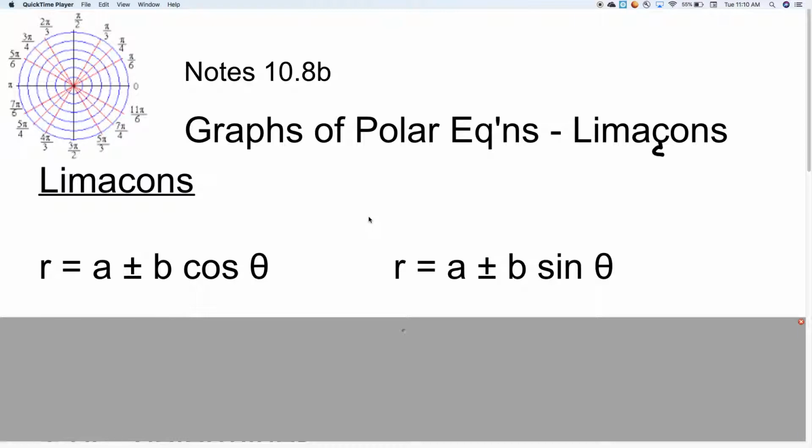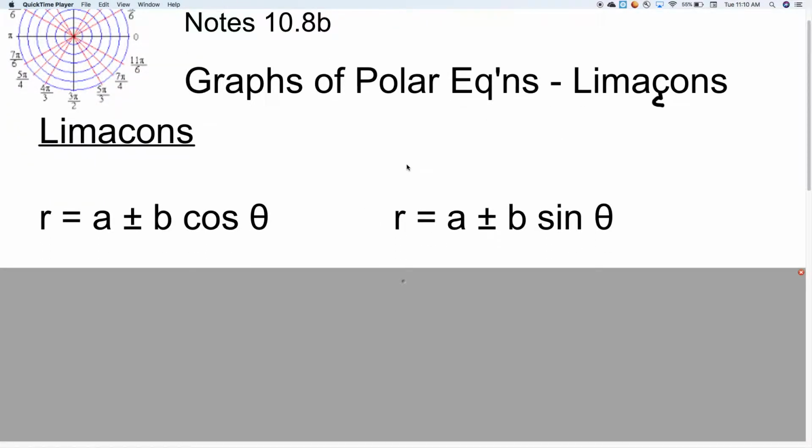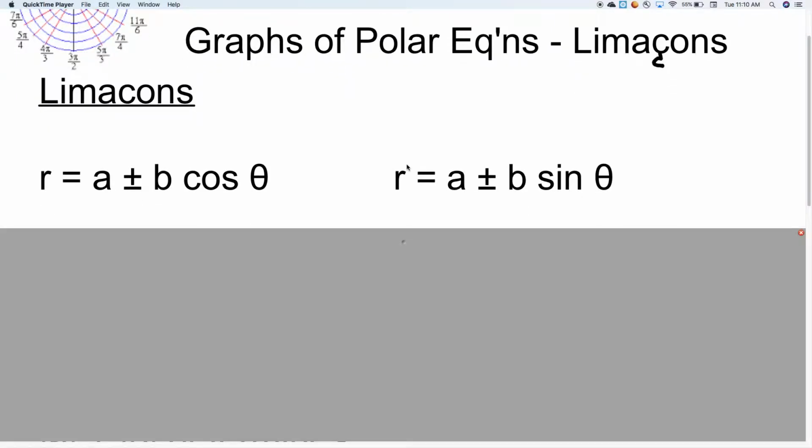So that's what the limaçon is. Notice that as you write down the equations for the limaçon, you'll be able to easily tell these from circles and rose curves because there's a plus or minus, and it's a limaçon. Now it won't be both at the same time, it'll be one or the other. So it'll be a plus b sine theta or a minus b sine theta, but not both.